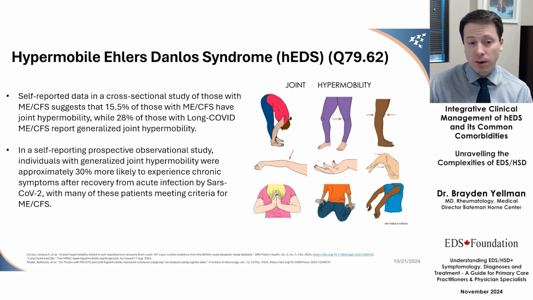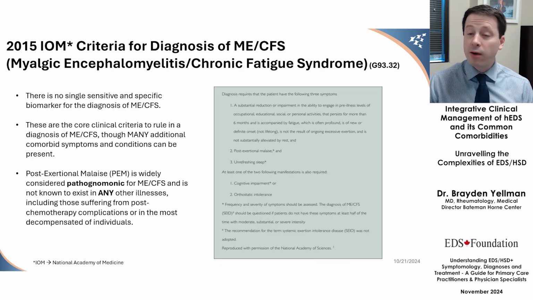And in a self-reporting prospective observational study, individuals with generalized joint hypermobility were approximately 30% more likely to experience chronic symptoms after recovery from SARS-CoV-2, often meeting the criteria for ME/CFS. So there's a very clear relationship between those two illnesses. How do we make the diagnosis?